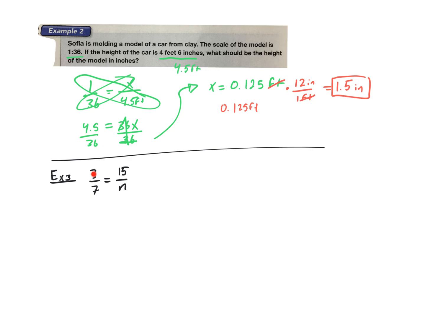Notice I have 3 over 7 is equal to 15 over something. So I'm noticing that 3 times 5 gives me that 15. So notice I'm multiplying the top by 5. And that means I could also multiply the bottom by 5, and that will give me what that n is. So 7 times 5 is equal to 35. So that means n is equal to 35. The scale factor here is 5, because the top times 5 would give me this, and the bottom times 5 would give me that.